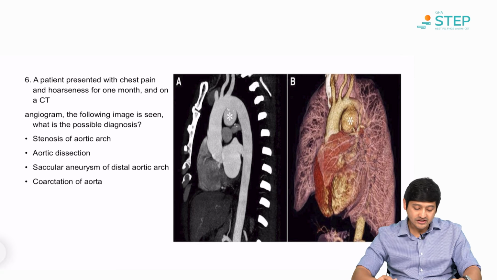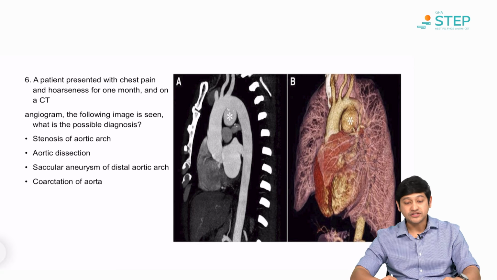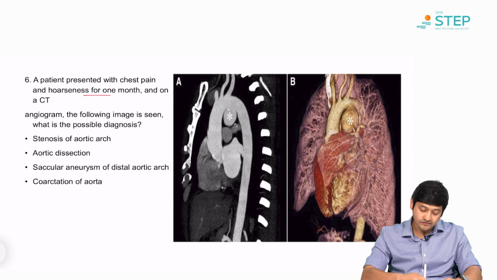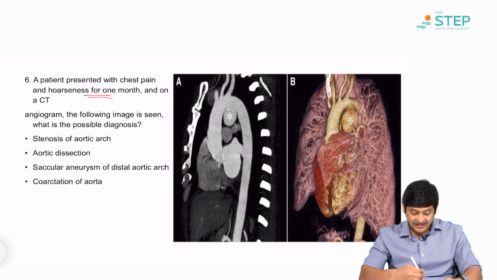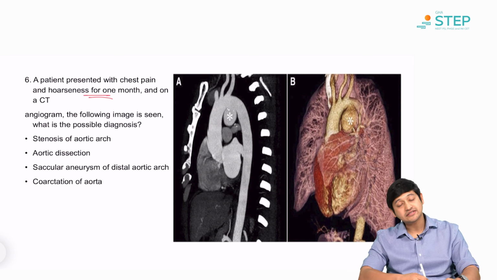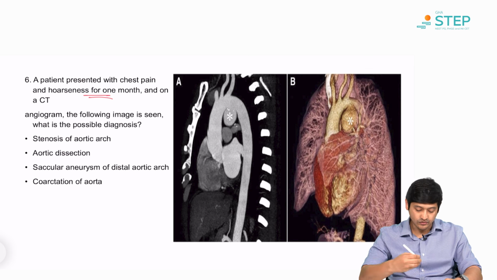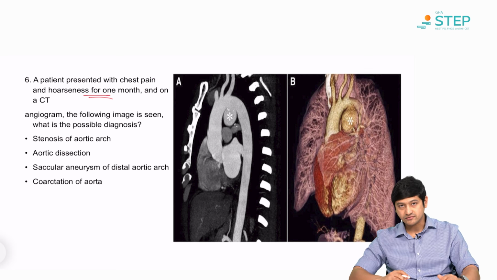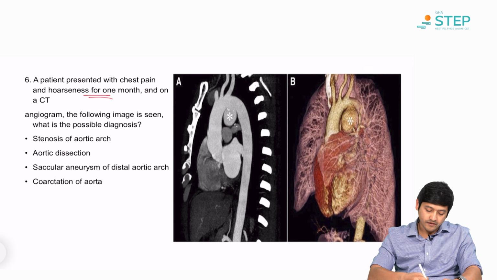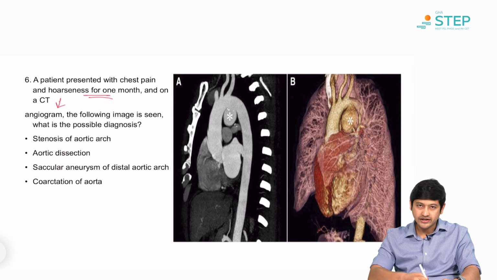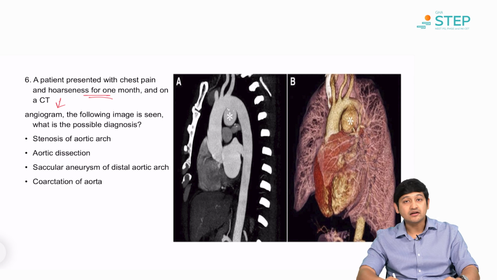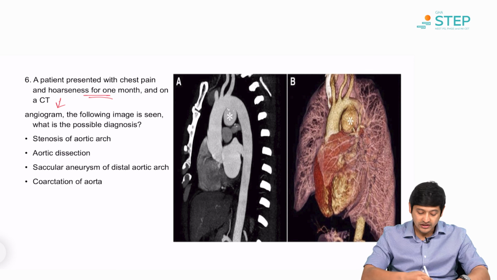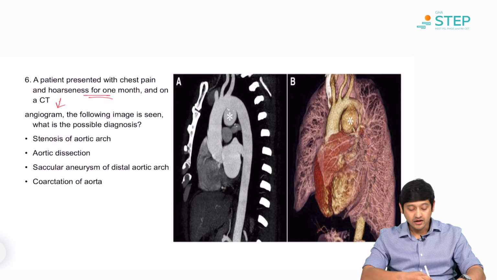Alright, your next question is someone who's presented with chest pain and hoarseness of voice for 1 month. The CT angiogram has been given to you and you've been asked for the possible diagnoses. Now, when you think of hoarseness of voice and your question is leading you to a CT angiogram, you are thinking of something that's affecting the recurrent laryngeal nerve. When you think of the recurrent laryngeal nerve, your radiological anatomy will point you to the arch of the aorta on the left side.